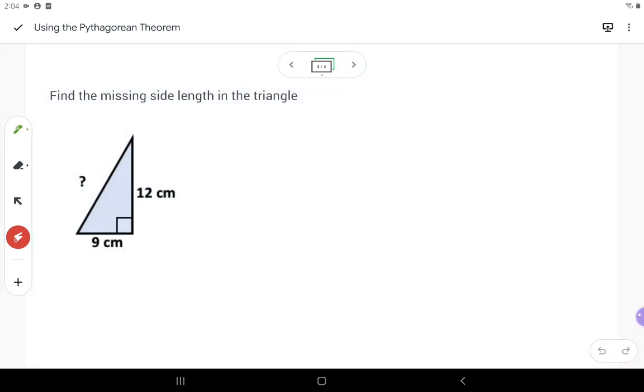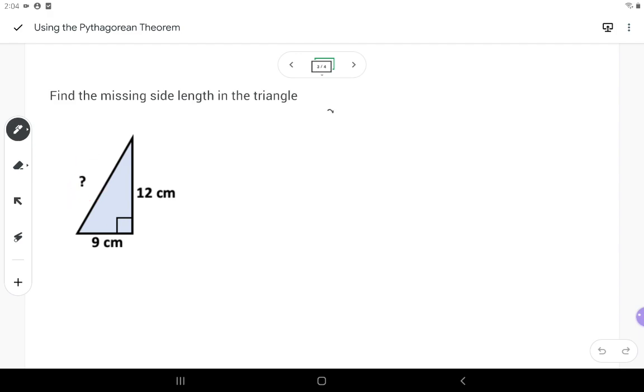Differently drawn triangle looks a little different. Find the missing side length in the triangle. So again, when I look at this one, the first thing I should notice is that I have a 90-degree angle. That's good. And the side across from that 90-degree angle is my hypotenuse. I am missing the length of my hypotenuse. That's the side length that I don't know.